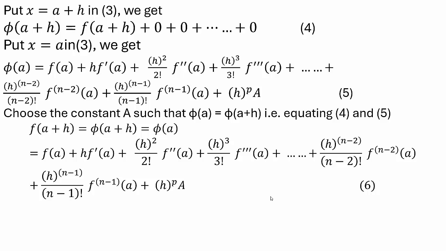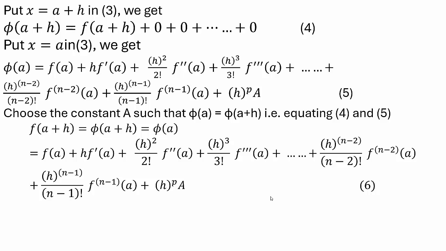And phi of a is nothing but, by equation 5, f of a plus h f dash a plus h square by factorial 2 into f double dash a plus h cube by factorial 3 into f triple dash a plus, and so on, h raised to n minus 2 divided by n minus 2 factorial f^(n-2) a plus h raised to n minus 1 divided by n minus 1 factorial f^(n-1) a plus h raised to p A.